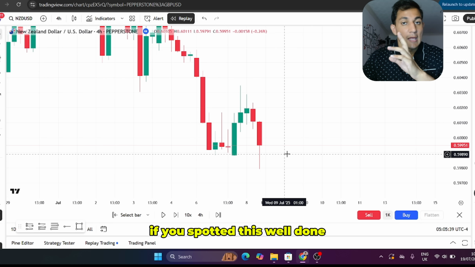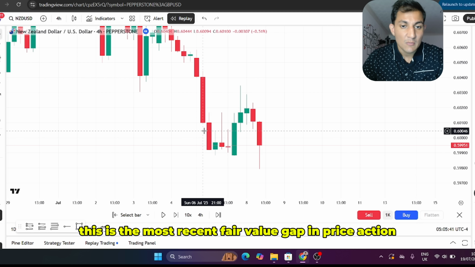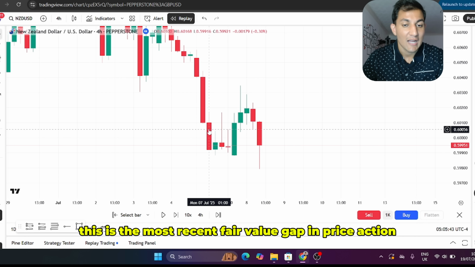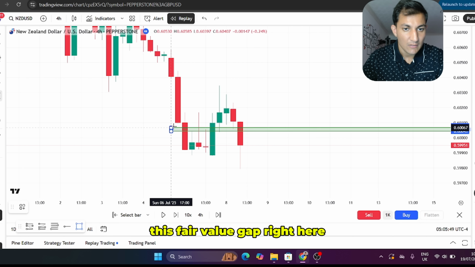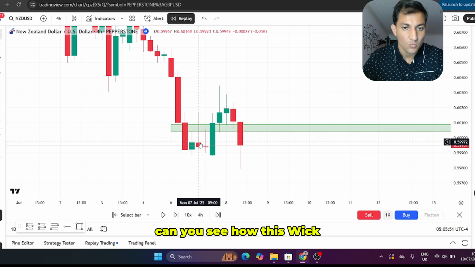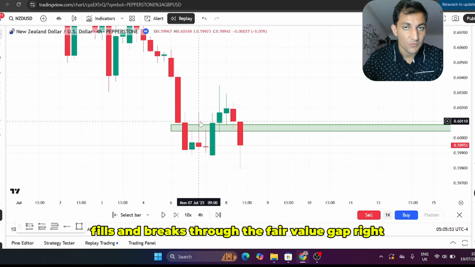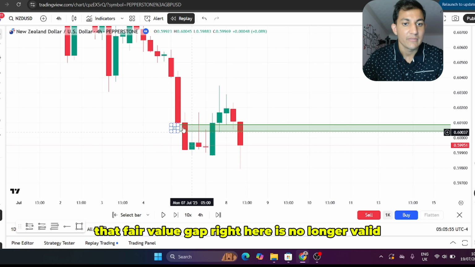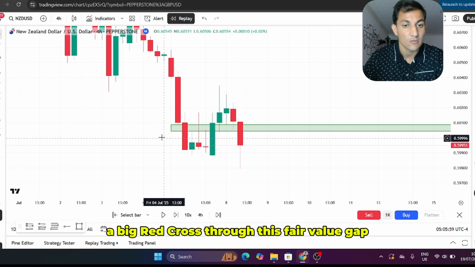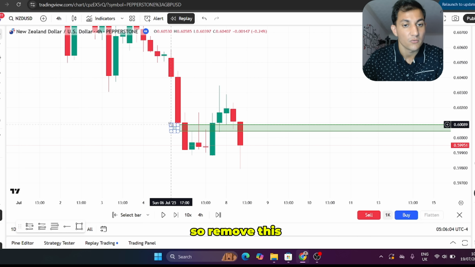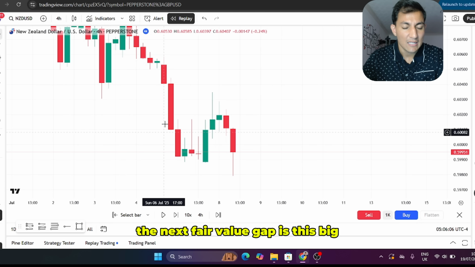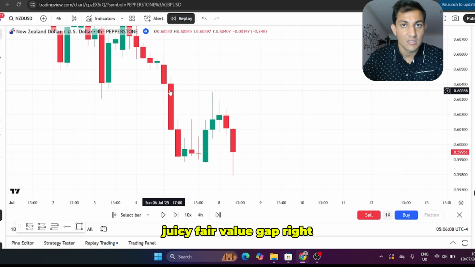Now, if you spotted this, well done. This is the most recent fair value gap in price action. However, this wick completely fills this gap here. So let me mark this out for you. Can you see how this wick fills and breaks through the fair value gap? That fair value gap right here is no longer valid. A big red cross through this fair value gap. It is no longer valid because this wick broke right through it. So remove this.